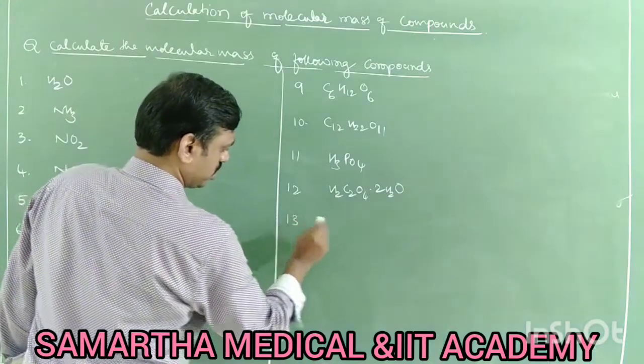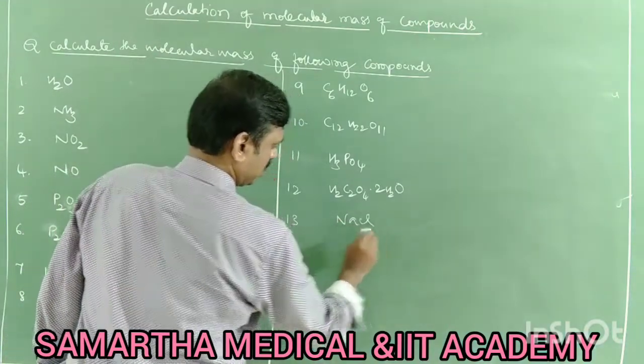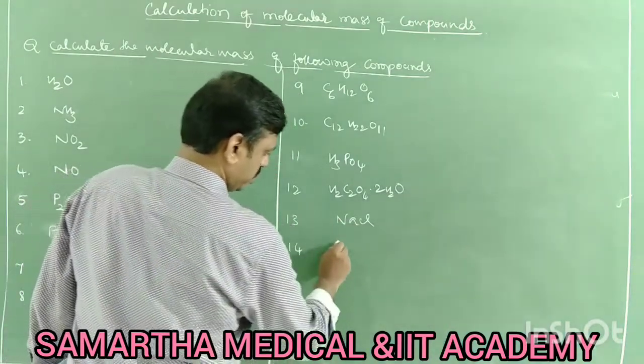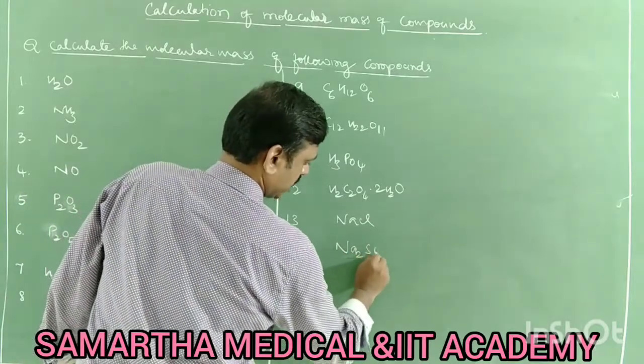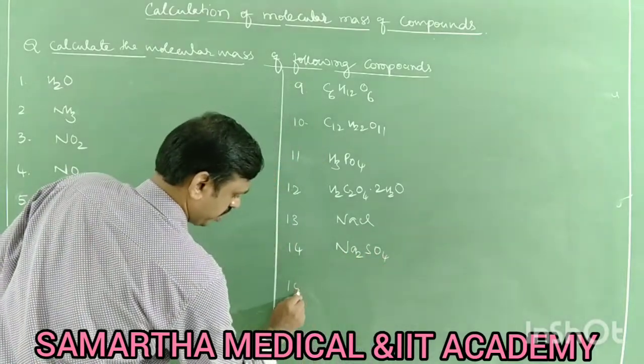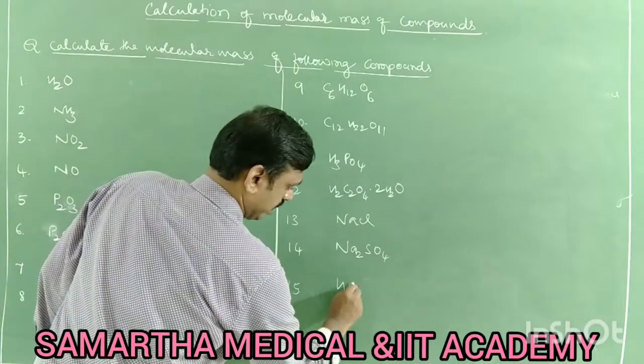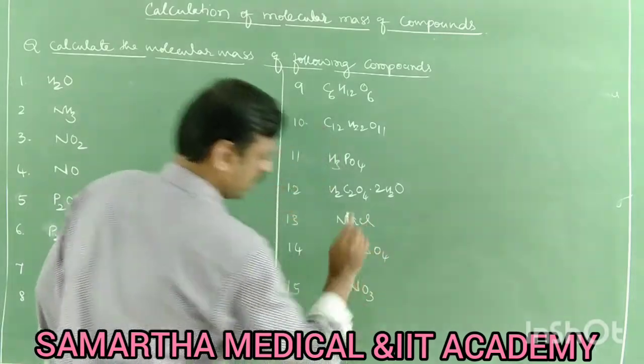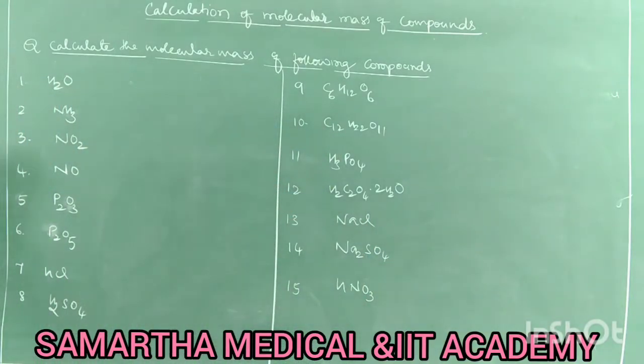Next 13, NaCl 14, Na2SO4 15, HNO3. So therefore here calculate the molecular mass of these molecules or compounds. Now let us start with the simple example H2O.